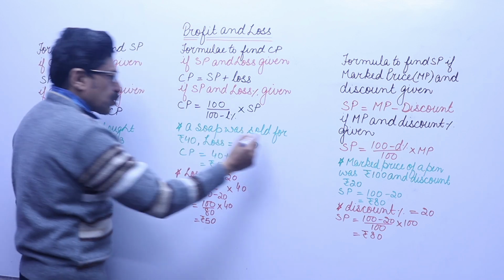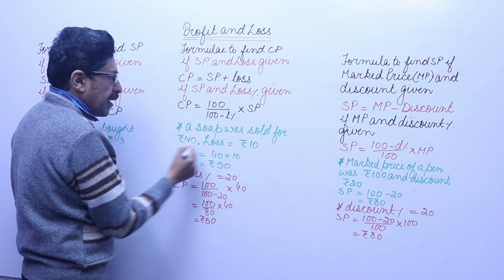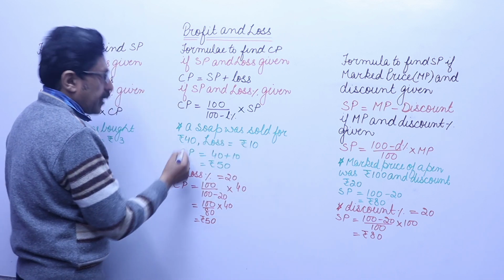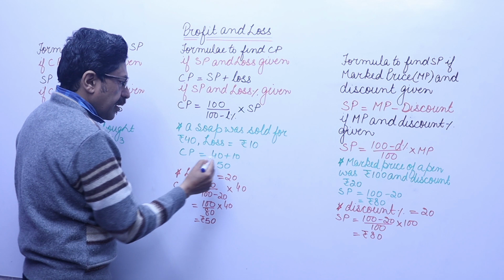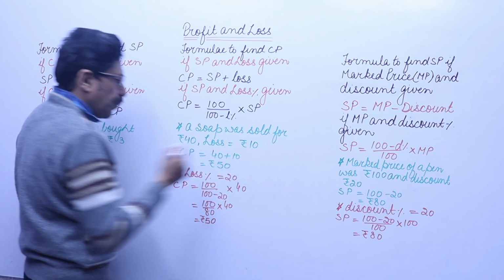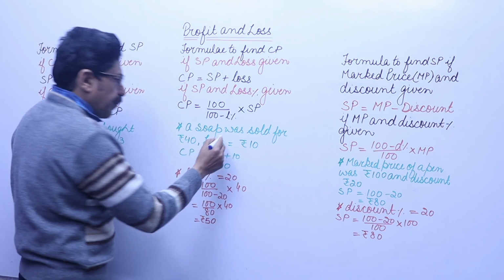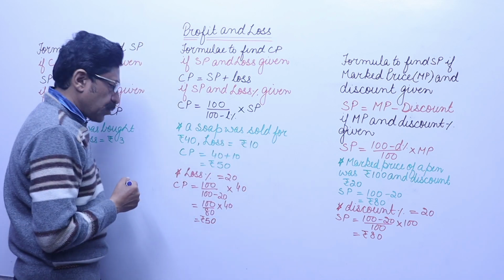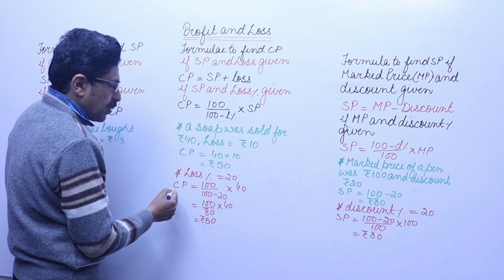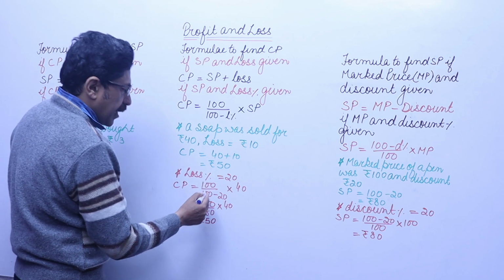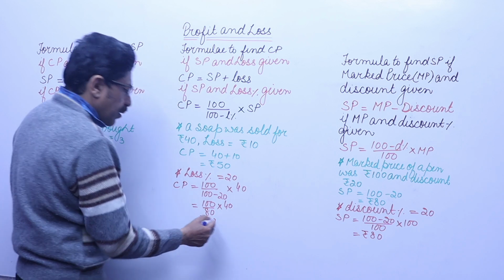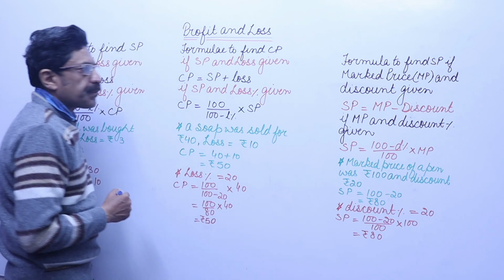A soap was sold for rupees 40 and loss suffered was rupees 10. Then cost price, using this formula, 10 plus 40, rupees 50. In place of loss rupees 10, if loss percent is given as 20, then cost price is equal to 100 over 100 minus 20 into 40, which gives us rupees 50.